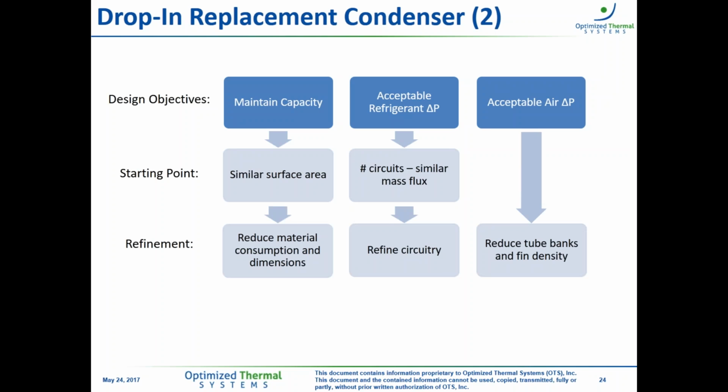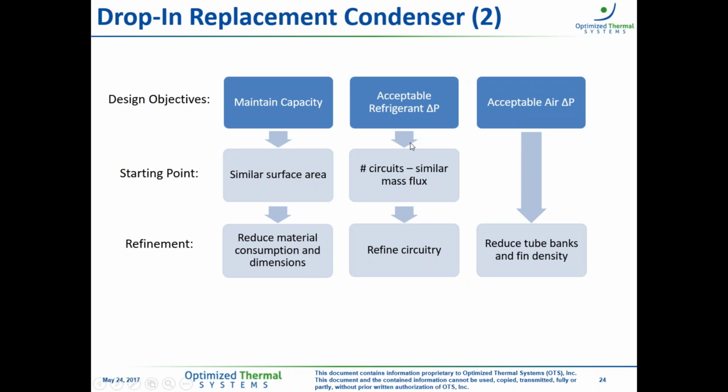And then as we go into that refinement phase, we know that we expect that our heat exchanger with 5 millimeters may perform better than the baseline design in terms of capacity because of the improved heat transfer coefficient and the similar surface area. So we may be able to reduce the material further to reduce material consumption or reduce the size of the coil.